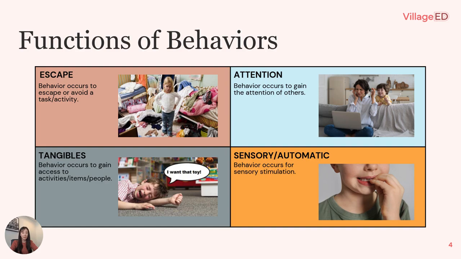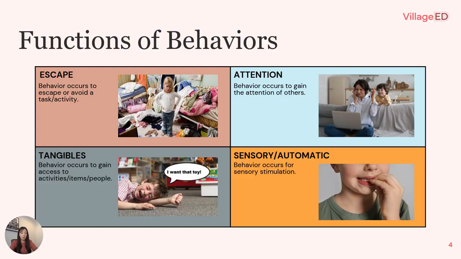Second, we have attention, and this is when a behavior occurs to gain the attention of others. So a child might be shouting or making inappropriate comments or climbing furniture, all because they want someone to notice them. They want attention. Even if the attention is negative, such as a verbal reprimand, like "stop that" or "don't do that," or a frown, they still thrive on it. So we want to be mindful of how we respond to these attention-maintained behaviors.